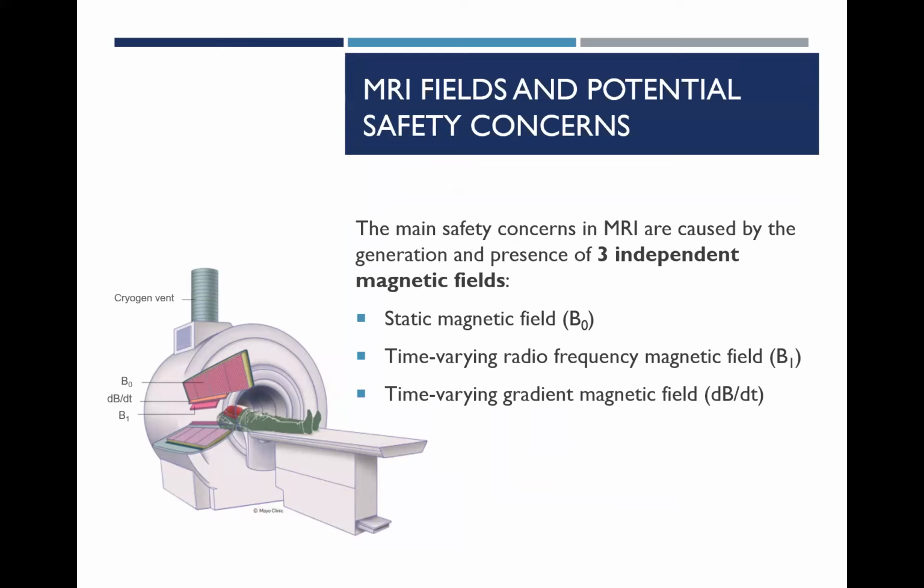The main safety concerns in MRI are caused by the generation and presence of three independent magnetic fields: the static magnetic field, or B0, the time-varying radiofrequency magnetic field, or B1, and the time-varying gradient magnetic field.